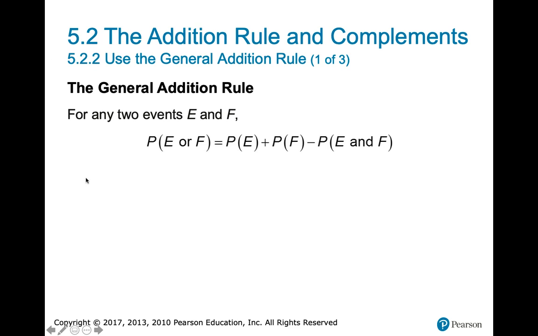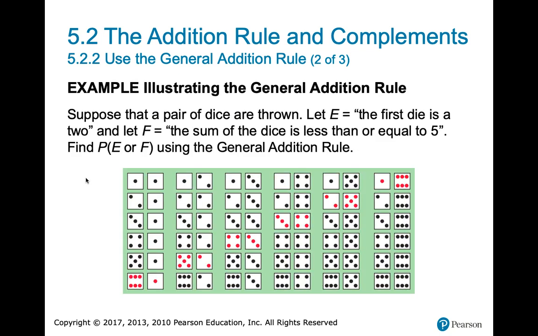This is part 2 in our addition rule and complements video. The general addition rule says the probability of event E or F occurring is equal to the probability of event E plus the probability of event F minus the probability of event E and F. And one way to think about that is we have the two single probabilities added together, but we have to subtract the overlap. So in this case, we consider the idea that not all events are disjoint, are mutually exclusive.